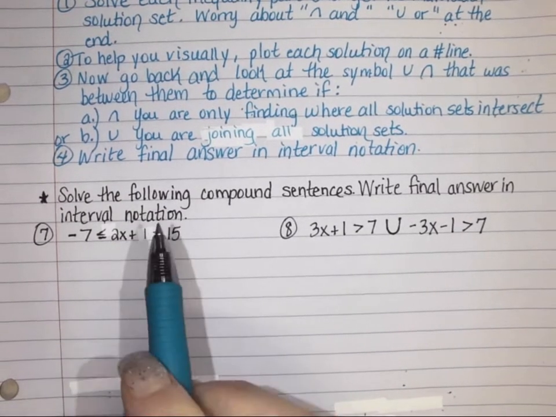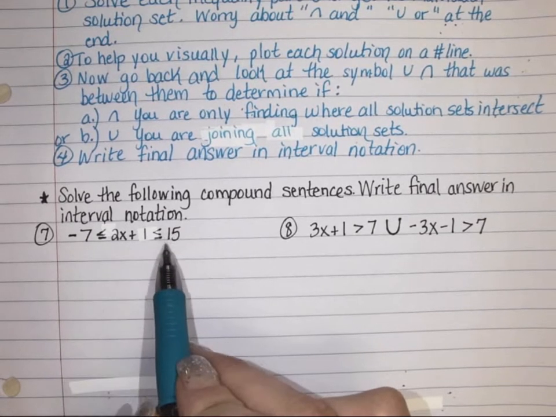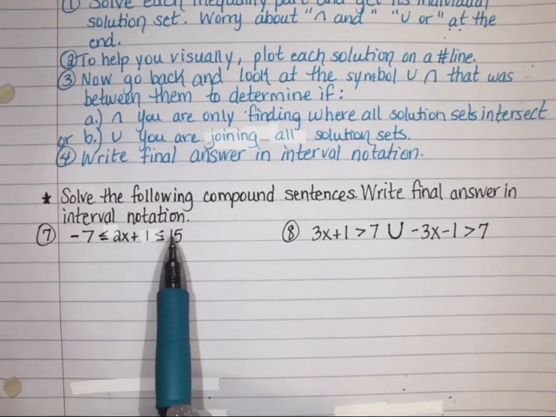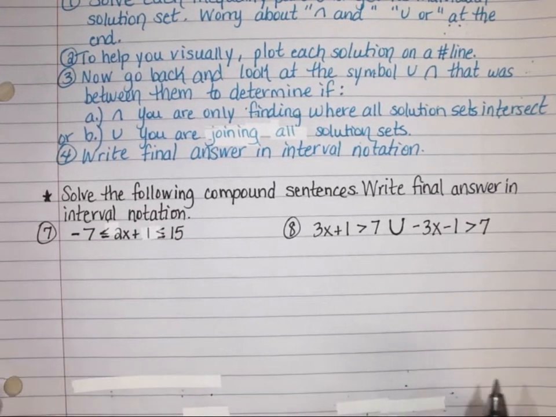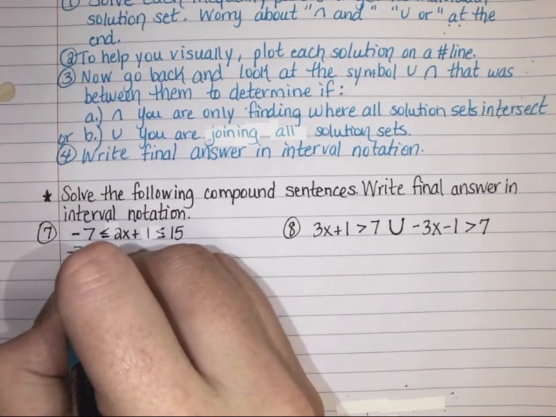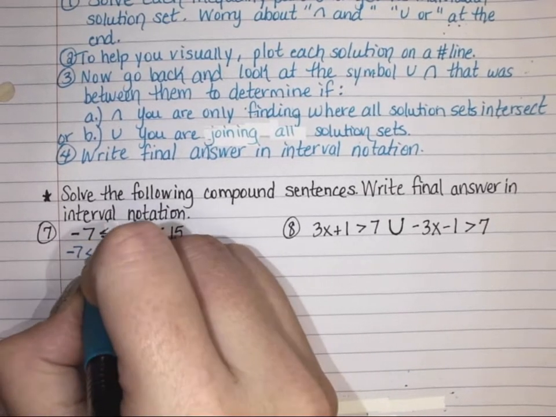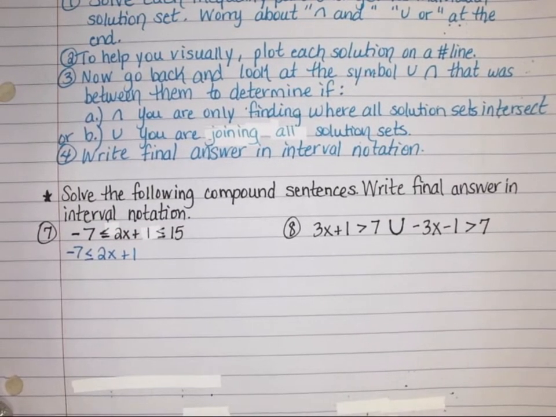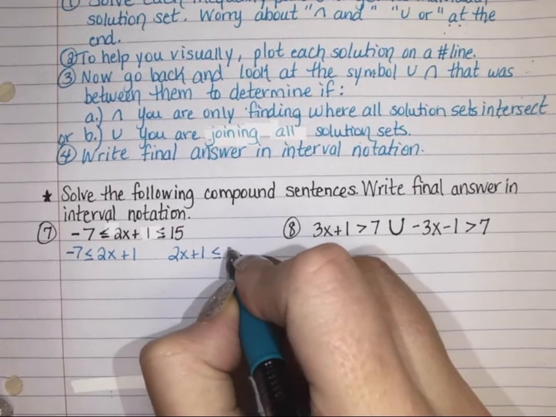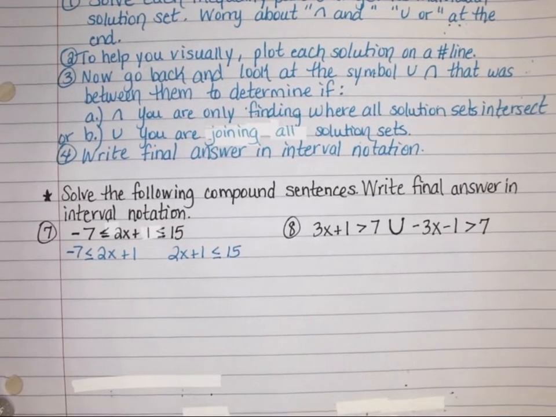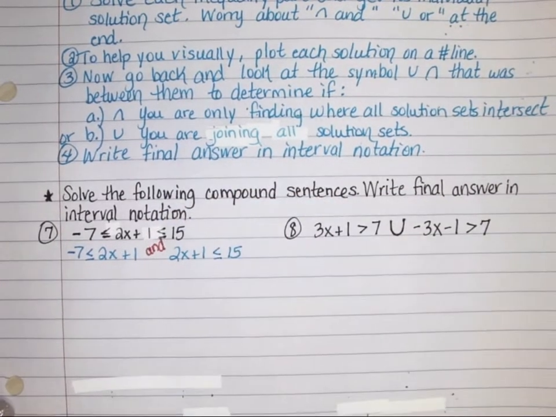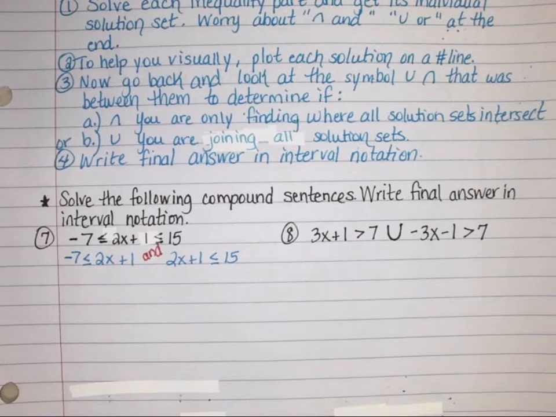And number 7, this is a compound sentence. You have one part in the middle that is shared by the left and right parts. So recall I told you when you see this, rewrite it. So you're going to take the middle piece and write an inequality with the left side. Take the middle piece, write an inequality with the right side. Now, does anybody recall what you put in the middle? You put and. So what we're going to do now, we're going to go through the steps.